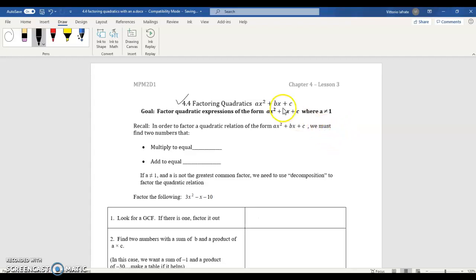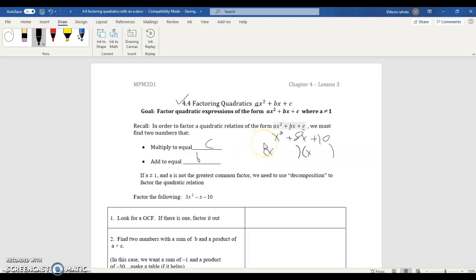This is a video lesson for 4.4 where we are going to be factoring quadratics where a is not equal to 1. In the previous lesson we had seen examples of factoring where a was equal to 1. For example, if we had x squared plus 8x plus 10, we had to factor this by finding two numbers that when you multiplied them they would be equal to the constant c. So in this case it'd be equal to 10. And when you add them together, they'd be equal to b over here.